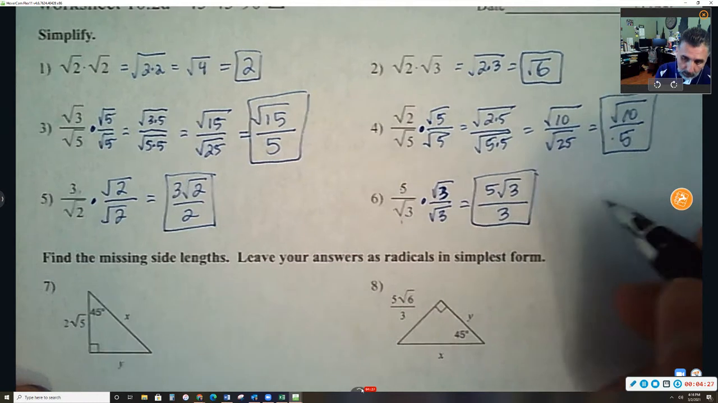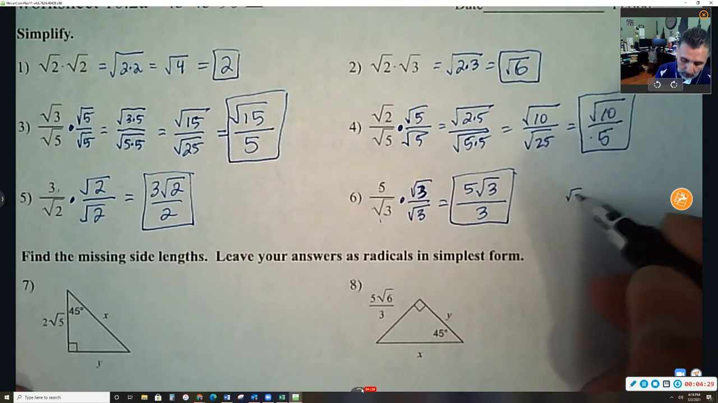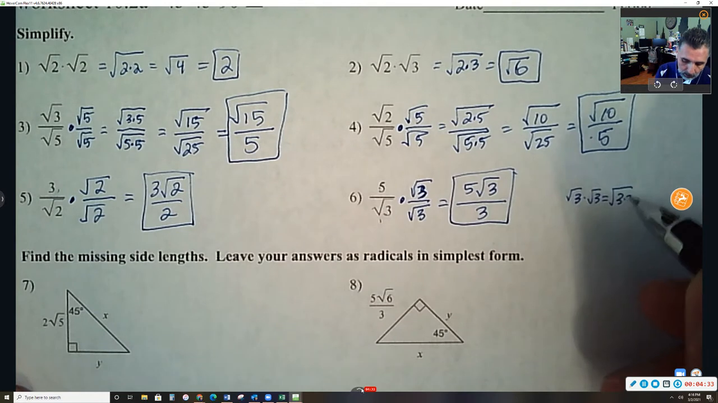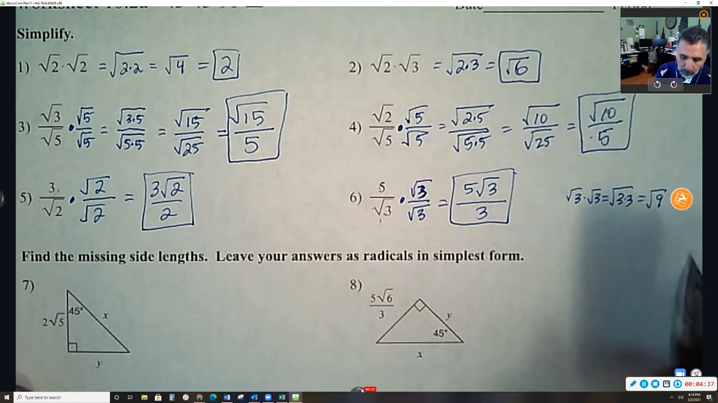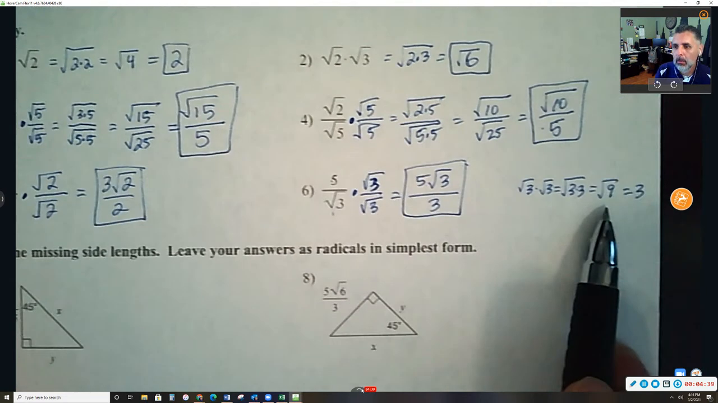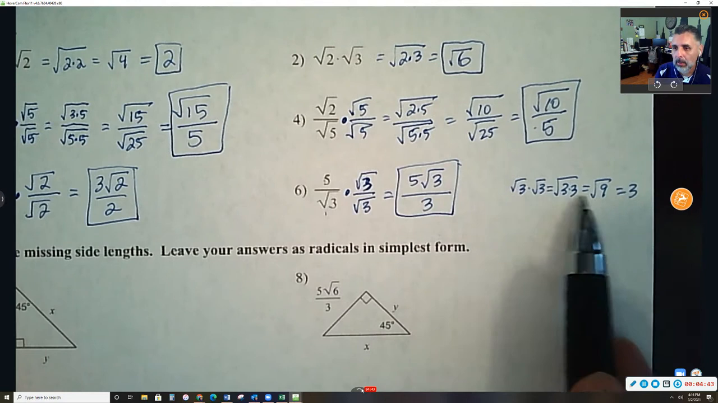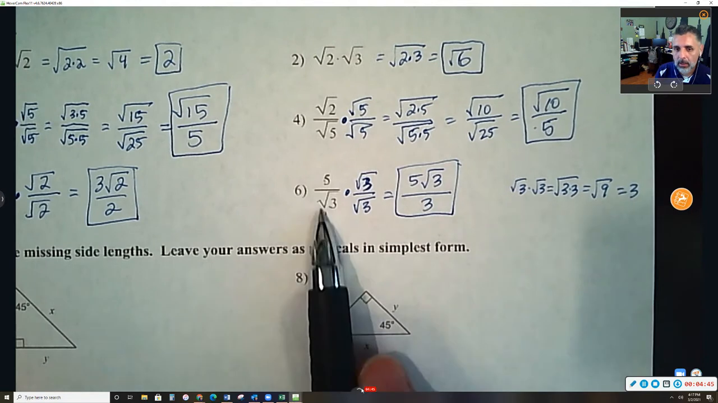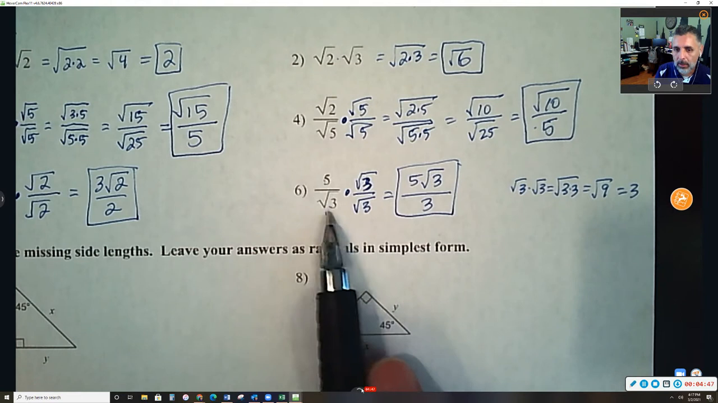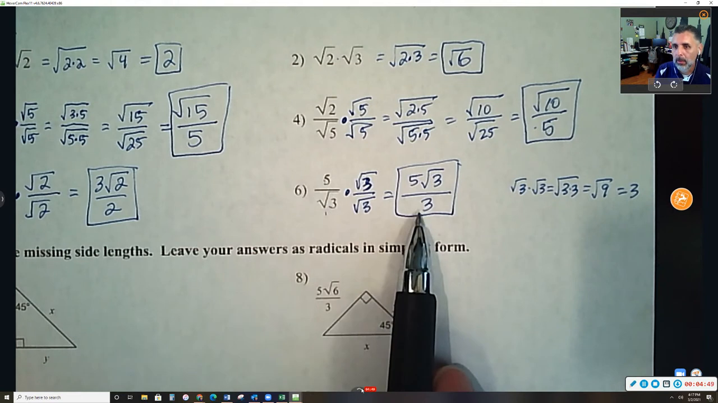I'll do it over here for you guys. Remember, square root of 3 times the square root of 3. Because they're both square roots, you can put them both underneath. And that becomes square root of 9, which is 3. There it is. So we want to avoid having to rewrite all this. Just square root of 3 times the square root of 3. There's 2 of them. So it comes out. Okay.